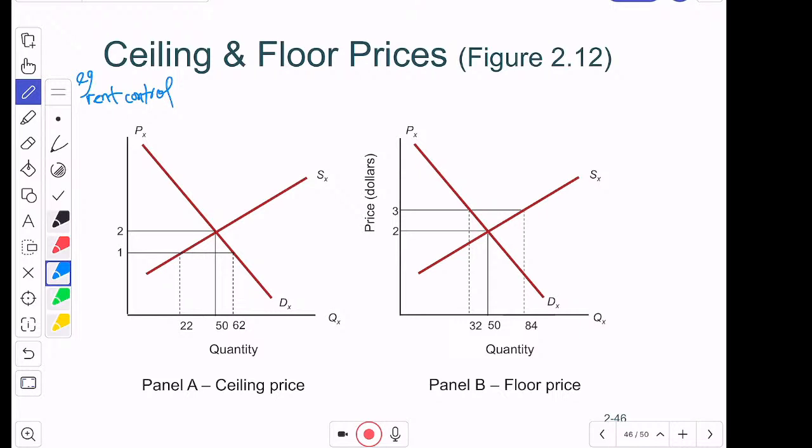So this is where the government does not permit rents to go higher than 1. But the market equilibrium is at price 2. As a result, there's excess demand. And what could possibly be wrong with that? Well, government will argue that they want to make housing affordable.